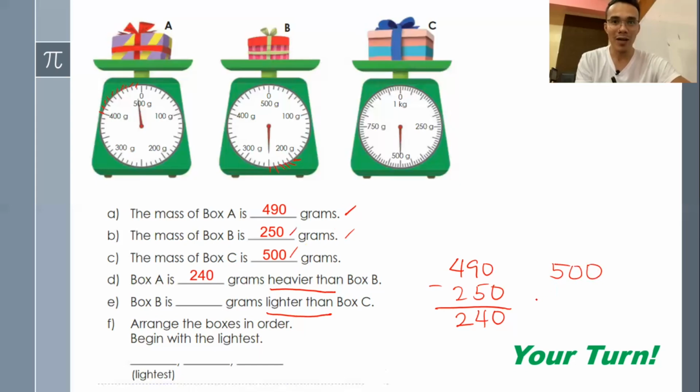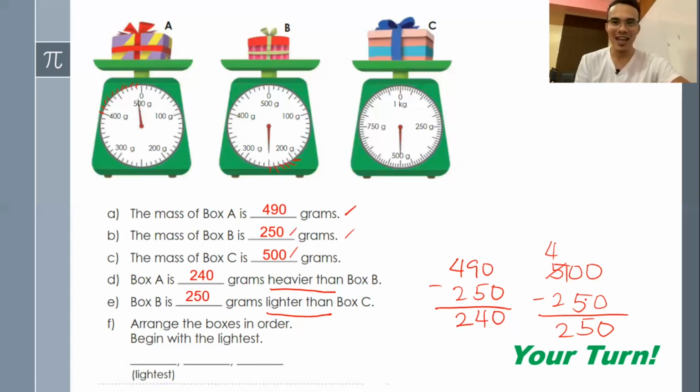We have 500 minus 250. 0 minus 0 is 0. 0 minus 5 cannot be, so we need the help of 5. This becomes 4, and the 0 here becomes 10. 10 minus 5 is 5. 4 minus 2 is 2. Therefore, box B is 250 grams lighter than box C.